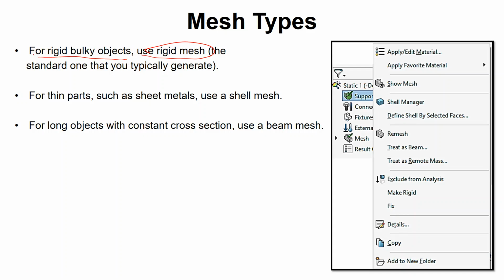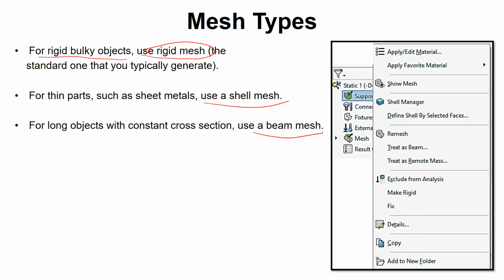If there are thin parts like sheet metals, right? In this course we learn how to do sheet metals. For sheet metals, do not use rigid mesh. There is another mesh in it. It's called basically a shell mesh. That is basically the type of mesh that you use for thin objects. And if the objects are very long with constant cross-section, you can use a beam mesh. In this example, I can also use a beam mesh too, because it's quite long with a constant cross-section.